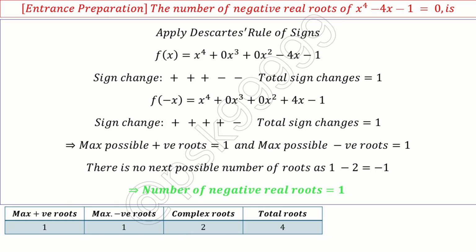So if you see the table I wrote just like before, maximum possible is 1, 1. So the other two should be complex roots. Complex roots, not complex real. So the question you were asked is about this one. Hope you understand this Descartes' rule of signs.